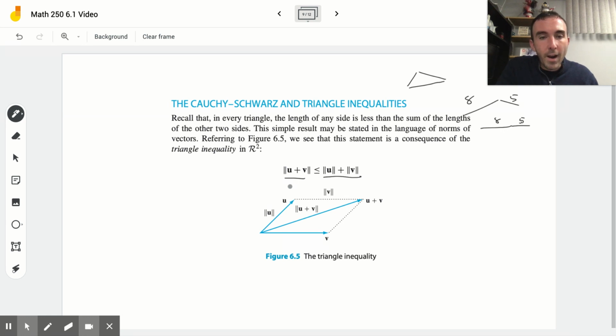And with vectors, we can do the same thing. We can say that the norm of u plus v is less than or equal to the norm of u plus the norm of v. And this can be best seen through drawing a parallelogram. You can check it out here if you're interested.